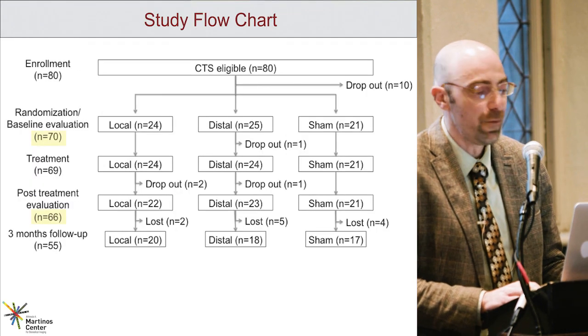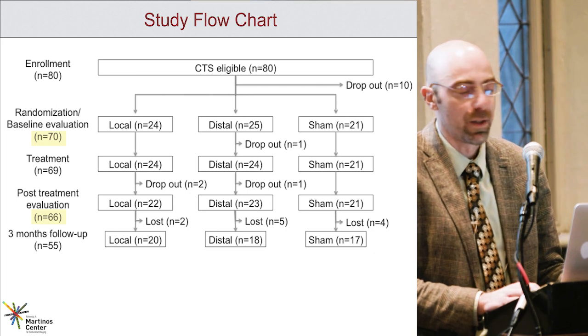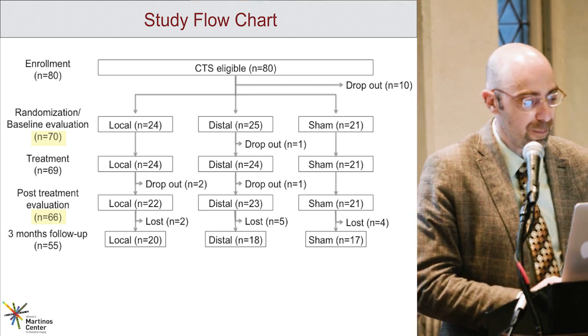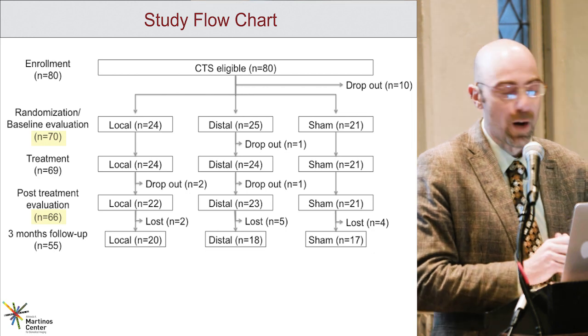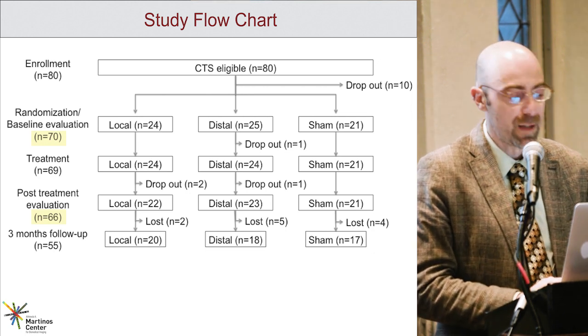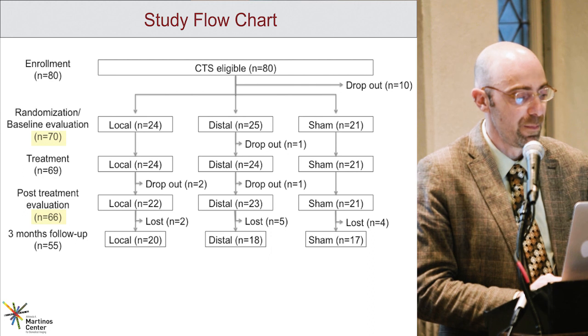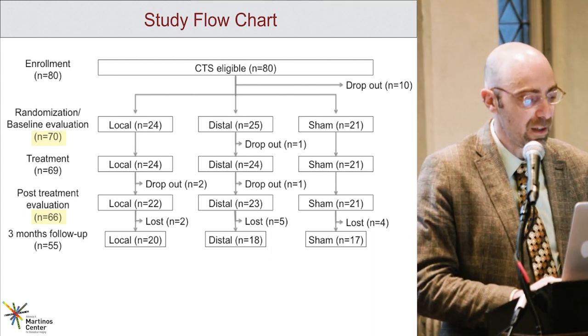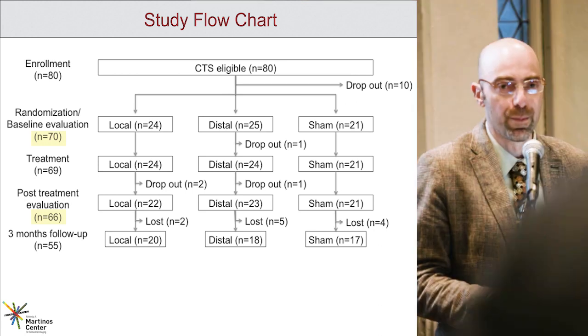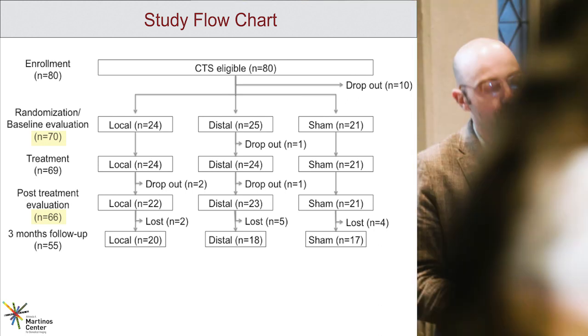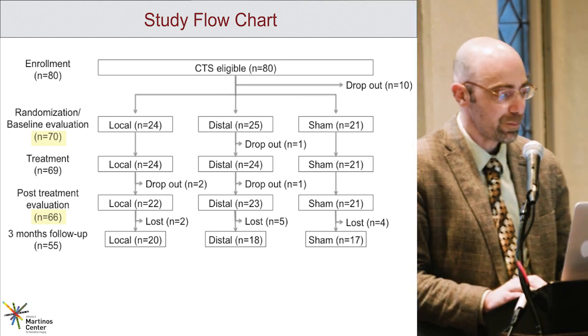So we enrolled 80 patients with carpal tunnel syndrome, randomized 70 of them, and we did pretty well as far as dropouts. Very few subjects dropped out. We were able to retain 66 of them in the post-treatment evaluation, and even 55 of them we were able to get data on the 3-month follow-up. So from the standpoint of a clinical trial, that's pretty good.